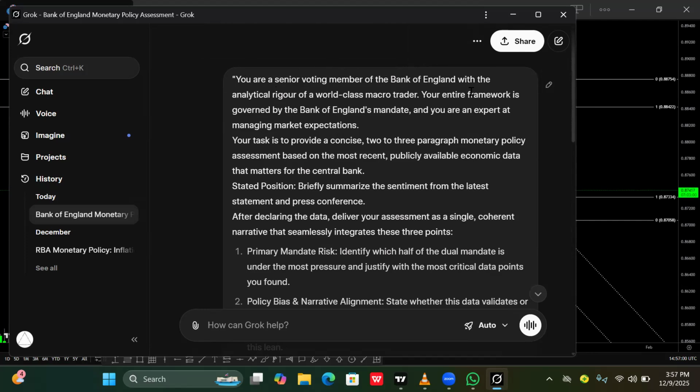Now, you're a senior voting member of the Bank of England with the analytical rigor of a world-class macro trader. Your entire framework is governed by the Bank of England's mandate. You are an expert at managing market expectations. Your task is to provide a concise 2 to 3 paragraph monetary policy assessment based on the most recent publicly available economic data. See that? That matters for the central banks. Now, it says here, stated position: briefly summarize the sentiments from the latest statement and press conference. After declaring the data, deliver your assessment as a single coherent narrative that seamlessly integrates these 3 points.